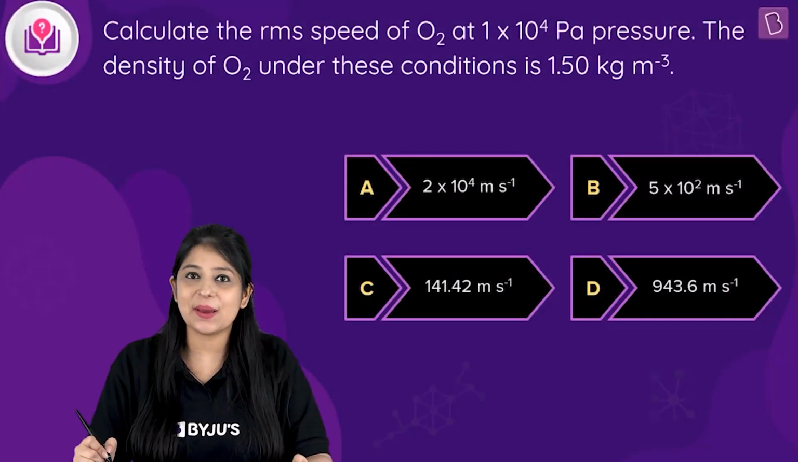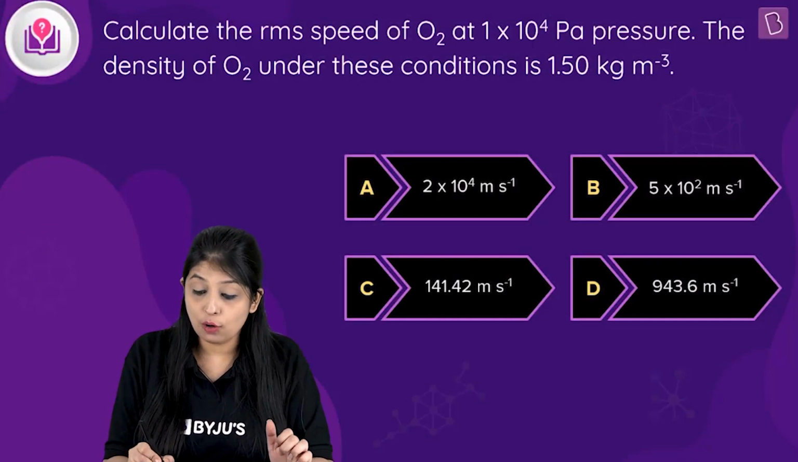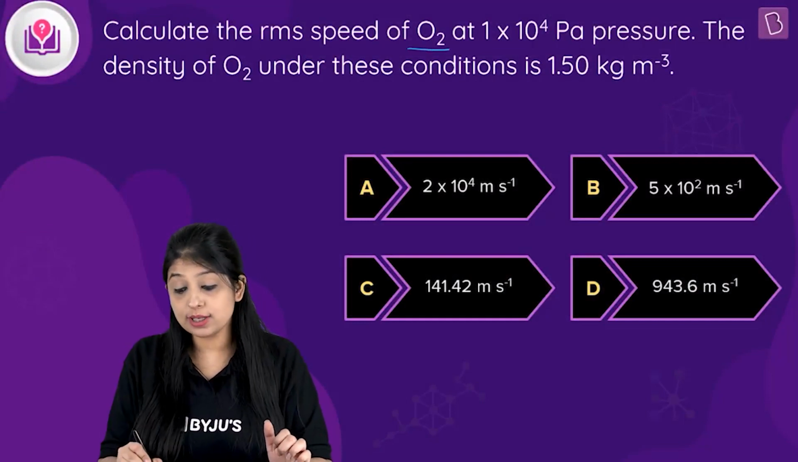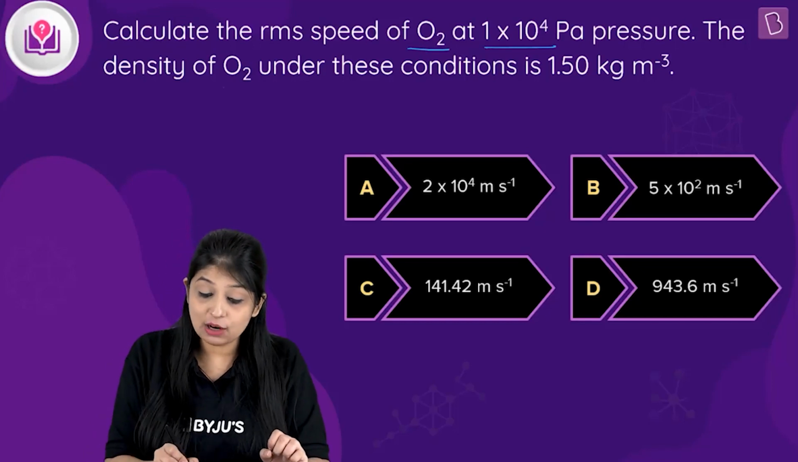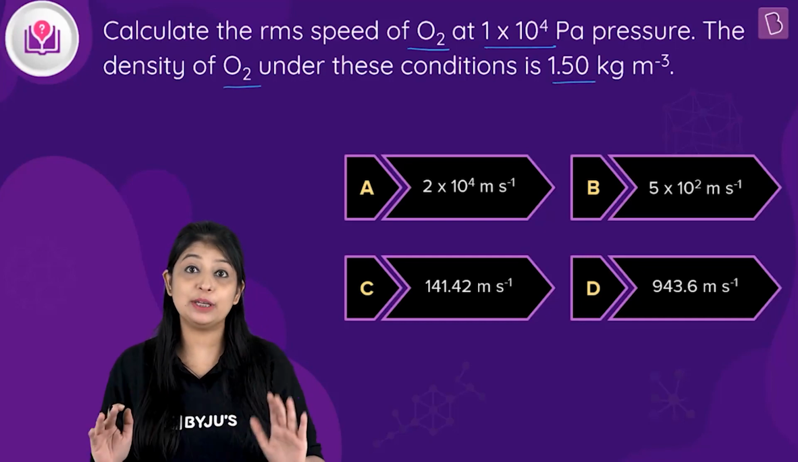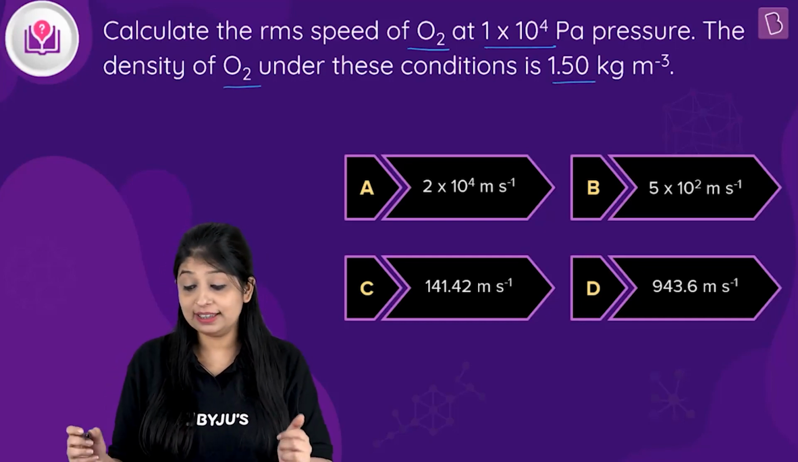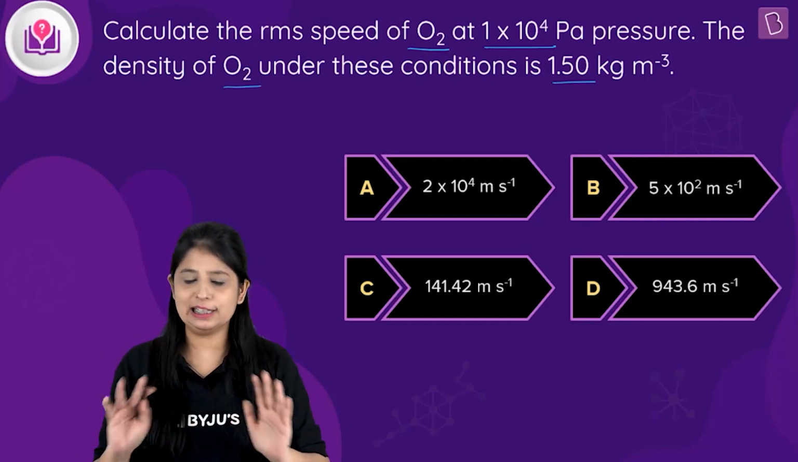Let's have a look at this question. So here we have to find out the URMS of oxygen, and the pressure is given to us as 1 into 10 to the power 4 Pascal. And the density of oxygen gas is given to us as 1.5 kilogram per meter cube, right? And we have to find the URMS in meter per second.